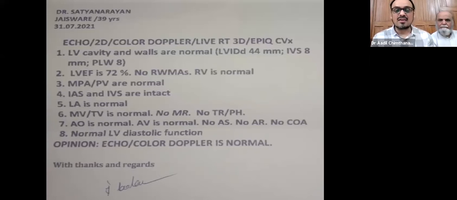Aorta is normal. AV wall is normal. No aortic sclerosis. No aortic regurgitation. Opinion: echo color Doppler is normal. Of course, we have not stopped his Ecosprin. We have not stopped his antihypertensive. And we have not stopped his anti-diabetic. They have been continuing as before. But no other additional medications, allopathic, Ayurvedic, or herbal, have been needed. Argentum Vaticum has been the only medicine.